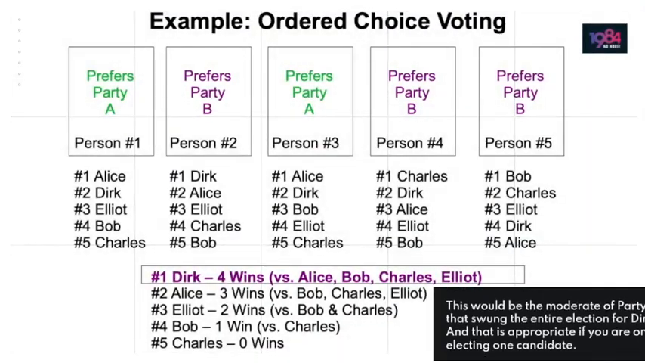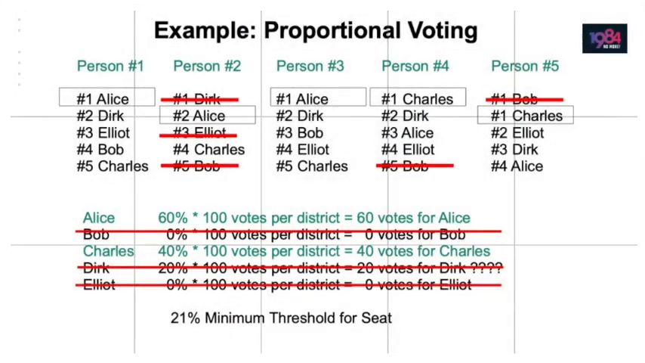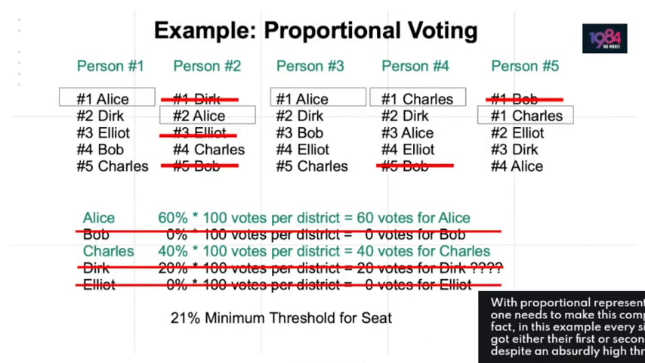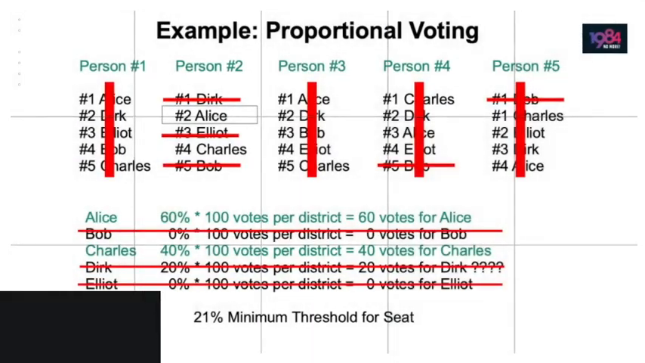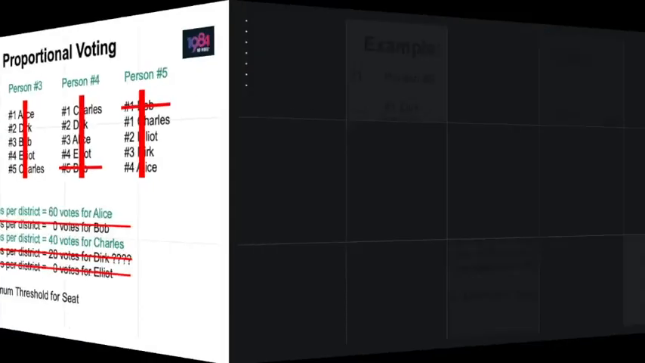This would be the moderate of Party B that swung the entire election for Dirk, and that is appropriate if you are only electing one candidate. With proportional representation, no one needs to make this compromise. In fact, in this example every single person got either their first or second choice despite an absurdly high threshold. 40% of the hardcore Party A people can be represented by Alice, and the 40% of the hardcore Party B people can be represented by Charles, and the 20% represented by the moderate swing voter person 2 goes for Alice.